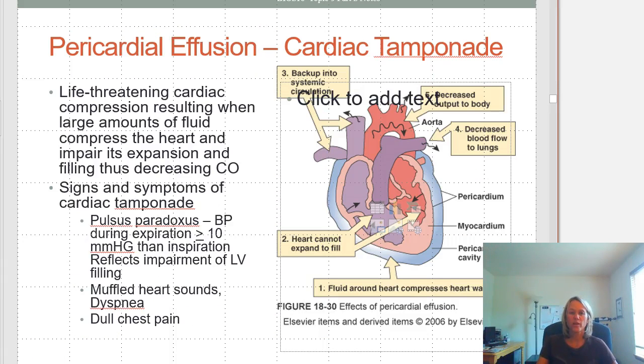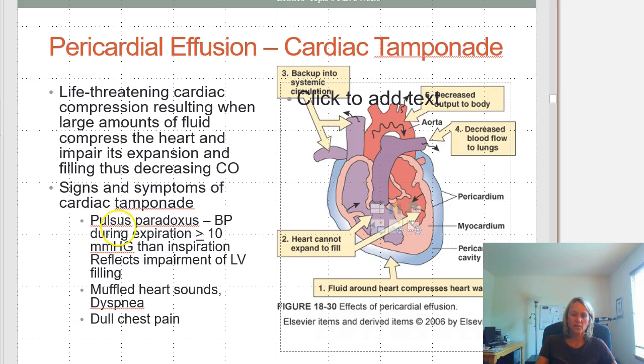Now, if we get a large amount of fluid that builds up in a short period of time, this can result in cardiac tamponade. This is where a large amount of fluid rapidly accumulates and compresses the heart wall, so the heart cannot expand to fill. Blood backs up into the systemic circulation, like I said, leading to distension of the jugular veins. We have decreased blood flow to the lungs and decreased blood output to the body.